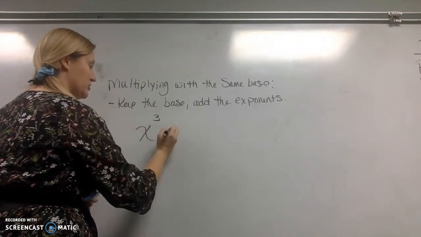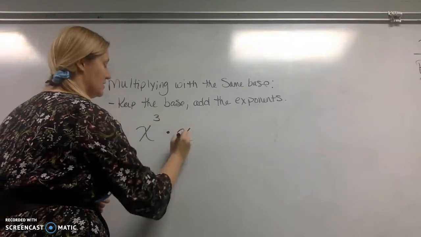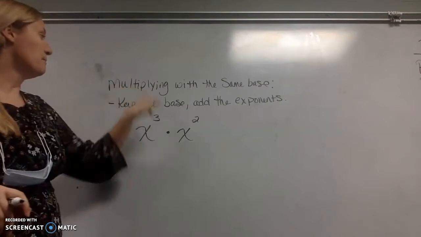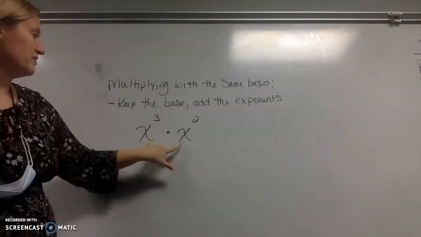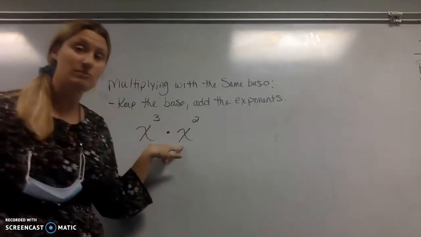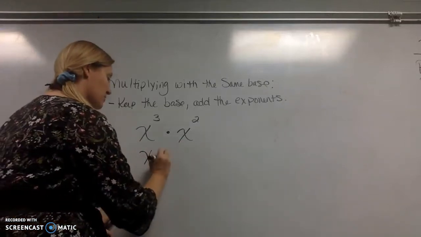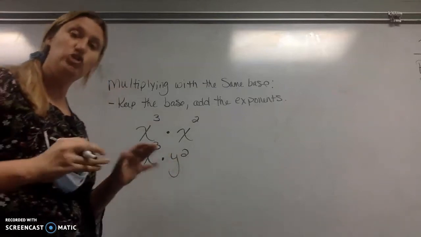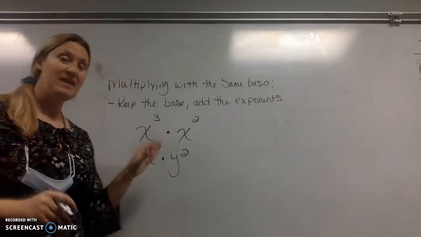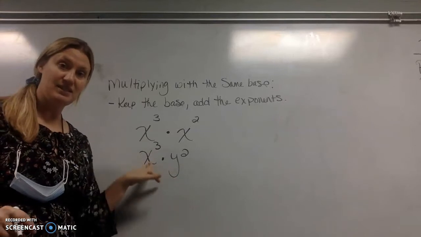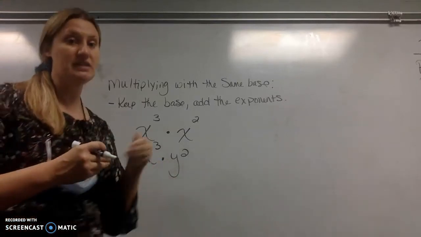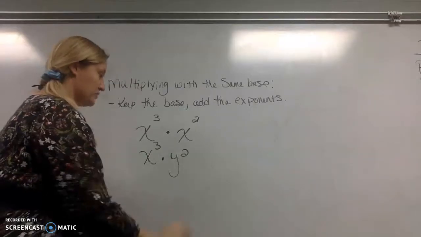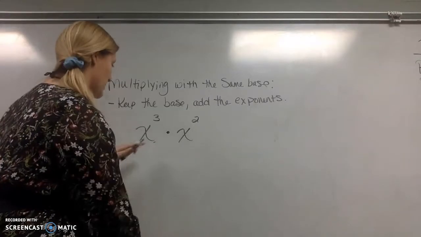If I were to take x to the third times x squared, okay? So I am multiplying with the same base. The base has to both be x. If my problem looked like this, I could not use this property as I don't have the same base. This is an x and this is a y. So understand that this property only works if we are multiplying with the same base. Now that we know we can't do it with that one, we're back to here.